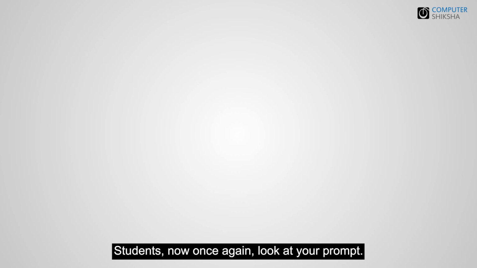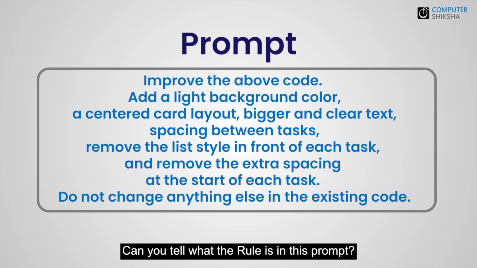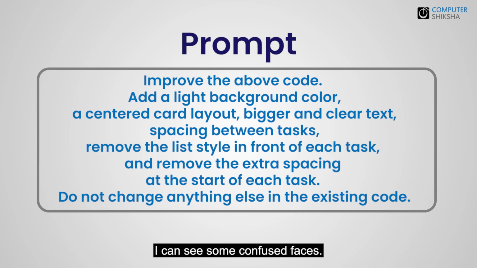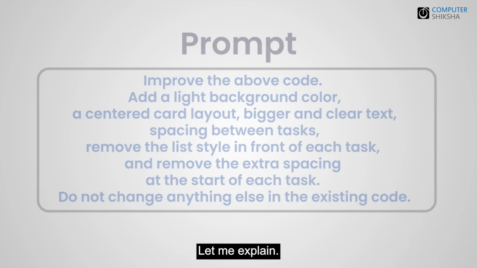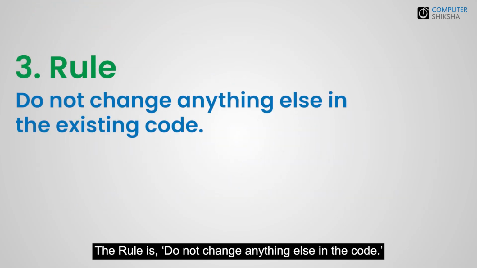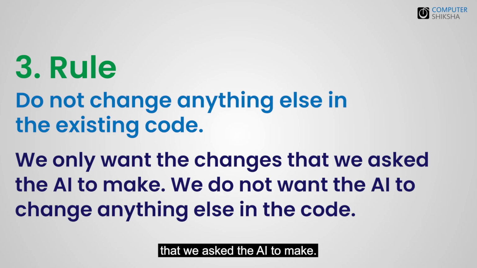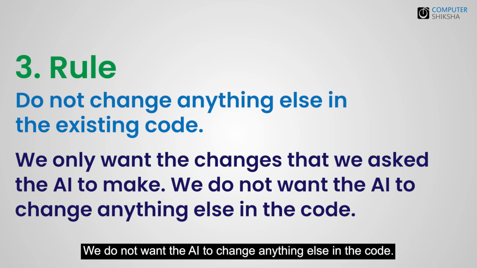Students, now once again, look at your prompt. Can you tell what the rule is in this prompt? I can see some confused faces. That's okay. Let me explain. The rule is, do not change anything else in the code. This means we only want the changes that we ask the AI to make. We do not want the AI to change anything else in the code.